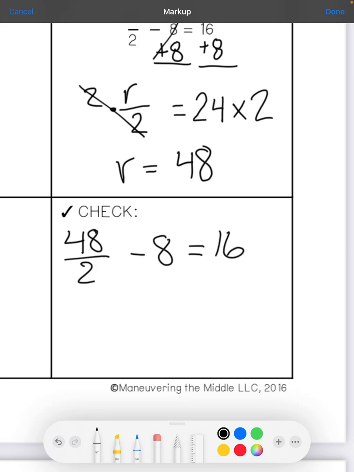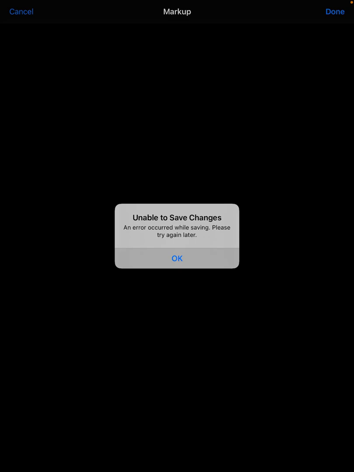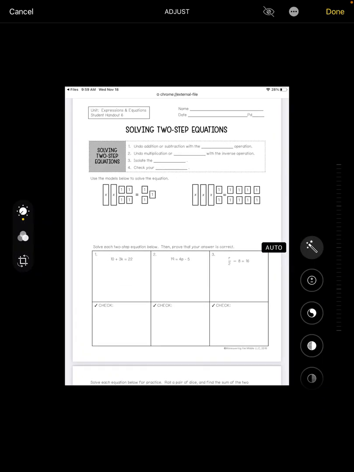So now let's check. 48 over 2 minus 8, is it equal to 16? 48 divided by 2 is 24 minus 8 equals 16. Is 24 minus 8 equal to 16? 24 minus 8 is 16, equal to 16. Yep, checks out. Looks like we're good to go. Nice work. Okay, let's try another one.